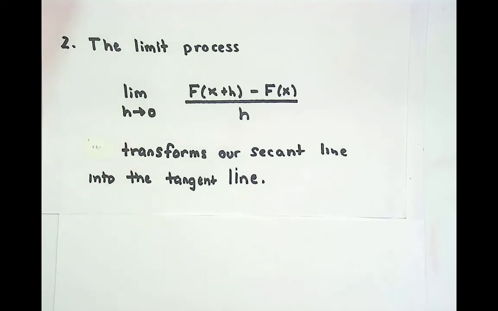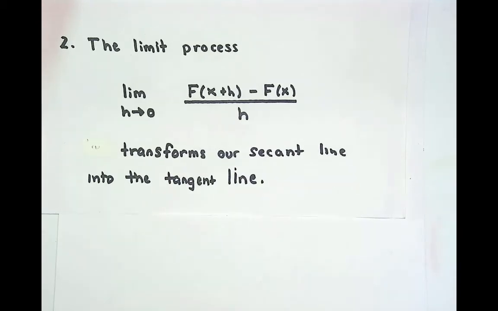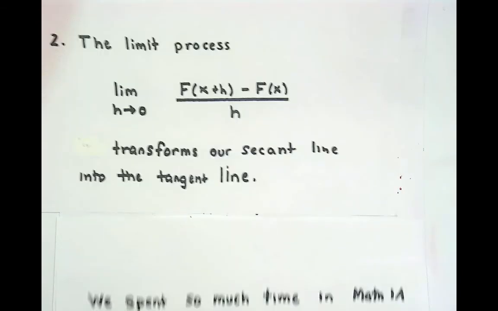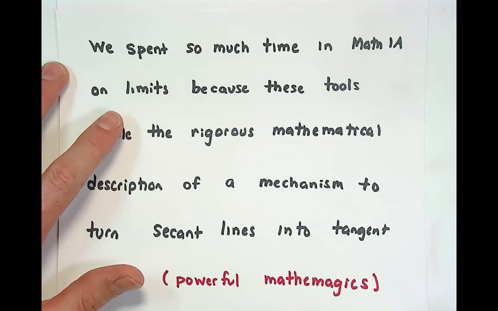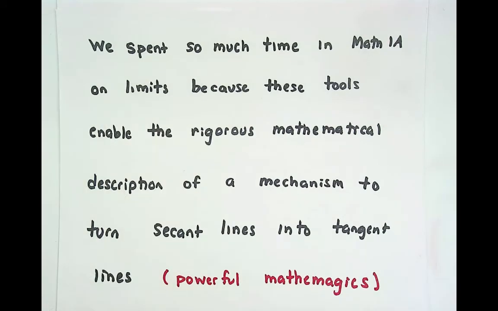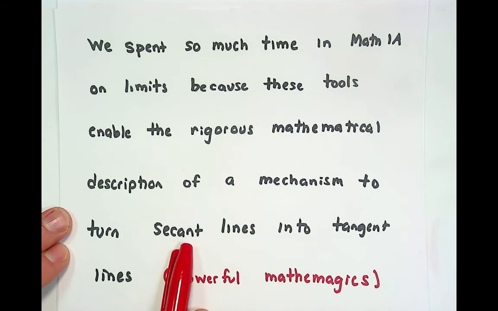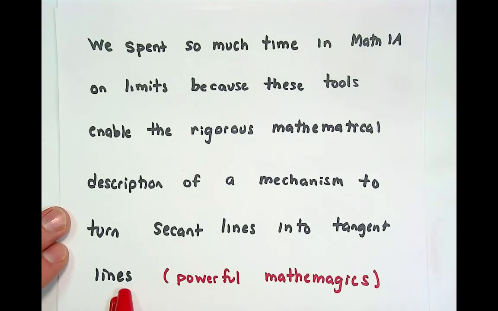In order to create derivatives, we need first a slope of a secant line, then we hit it with a limit, and we get the slope of the tangent line. Based on this idea, much of Math 1A was focused on limits because these are the formal mathematical tools that allow us to transform secant lines into tangent lines. And like all nerds, I want to say, wow, that's really powerful mathematics.